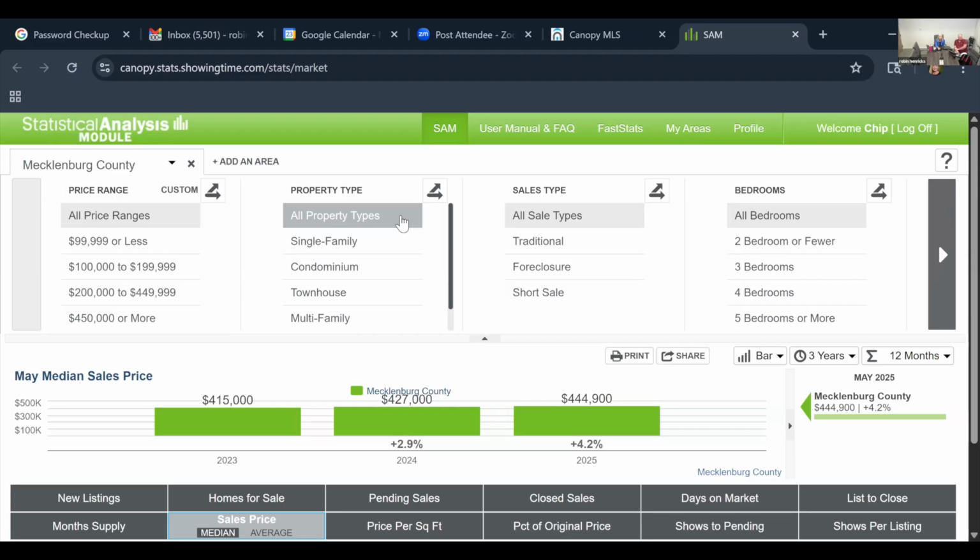Here's what we see. The median sales price, the close price of residential property in Mecklenburg County so far this year is up 4.2%, the median. Can you click on the average on that one too, Robin? Right next to where it says median, and then it says average. One more over, to the right. There we go, perfect. Sorry about that. So here's the average sales price for all residential properties in Mecklenburg County: up 5.8% this year. Look at last year, up 8% compared to 2023.